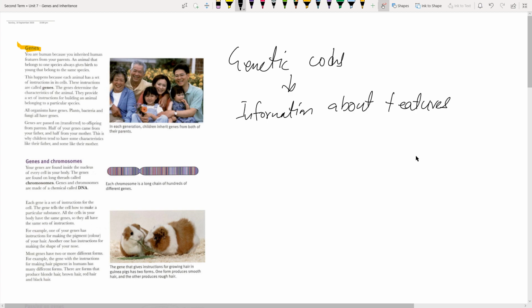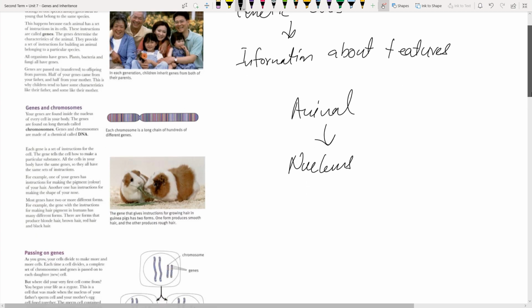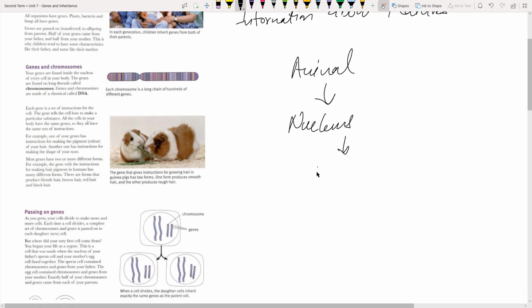So what are genes? I discussed that inside an animal cell, right? If we talk about an animal cell, there is a nucleus, right? And the nucleus contains DNA, what we call chromosomes, right? So we've got chromosomes, and these chromosomes contain genetic information, right?